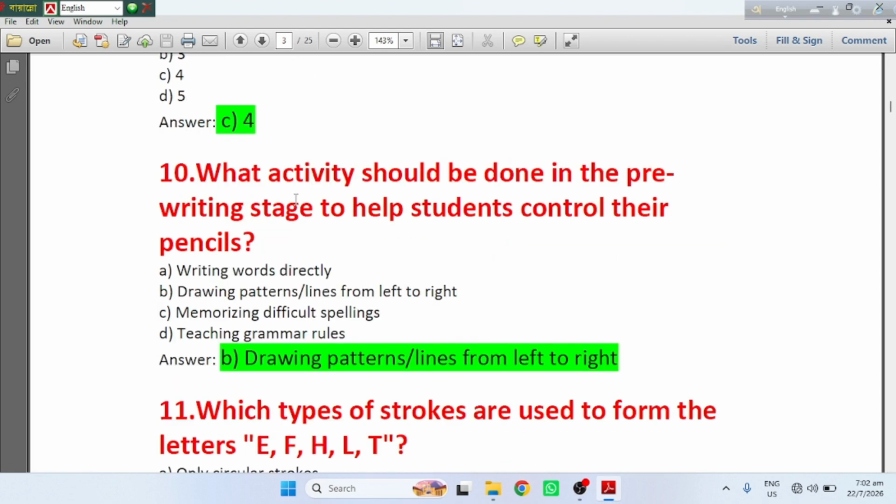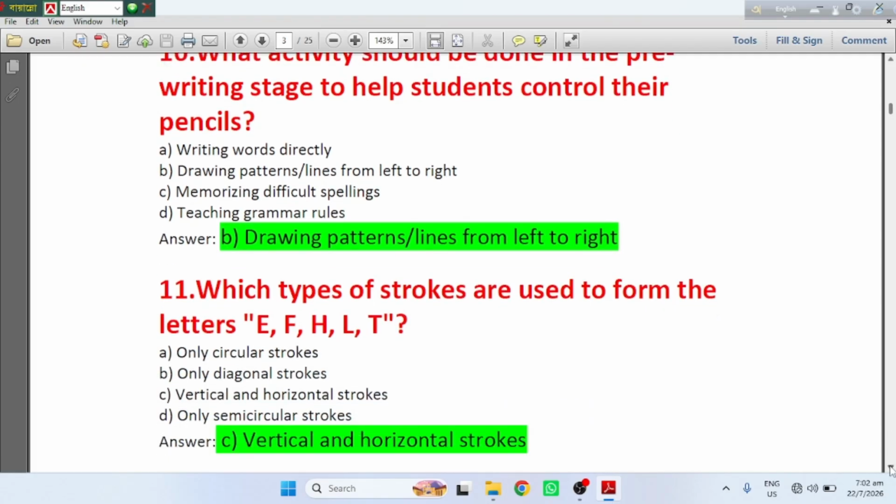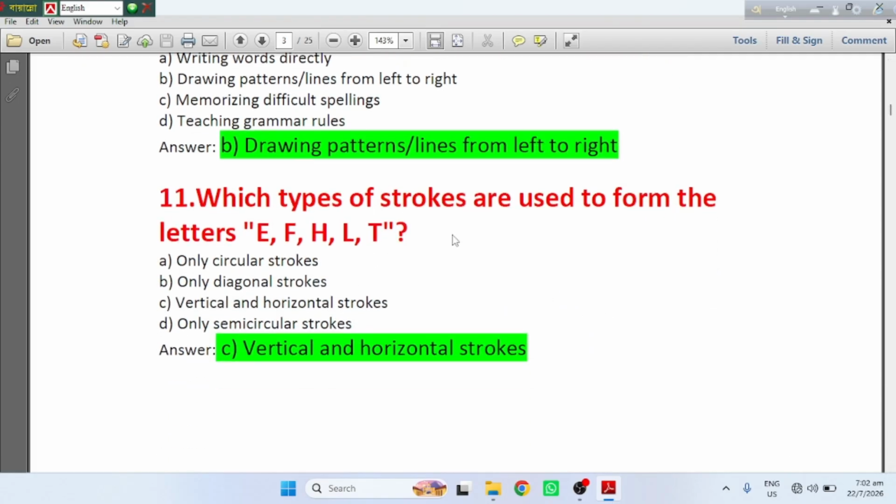4. 10. What activities should be done in the pre-writing stage to help students control their pencil, drawing patterns, lines from left to right? 11. Which types of strokes are used to form the letters E, F, H, L, T? Vertical and horizontal strokes.